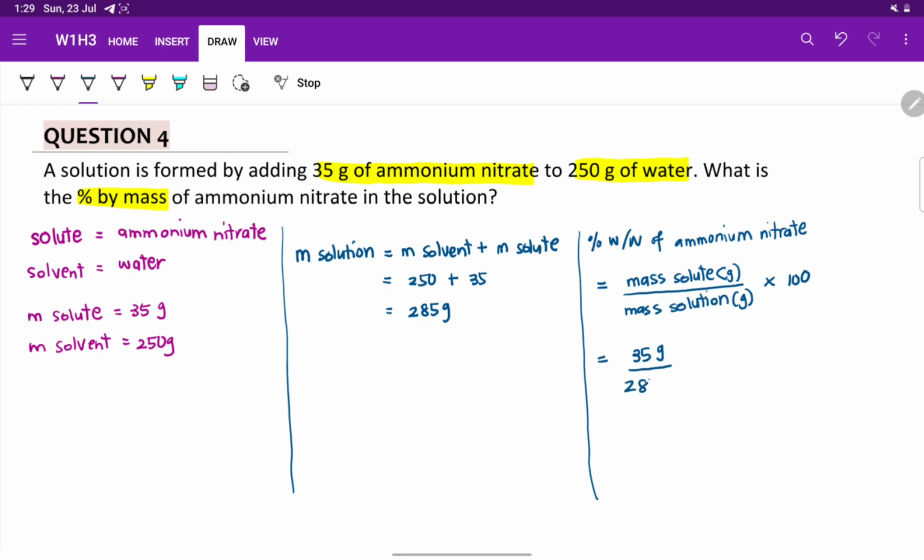So once we have the information over here, okay, we put it in here. So 285 gram times 100. So the percentage by mass of our ammonium nitrate will be, so we will get here 12.28%.